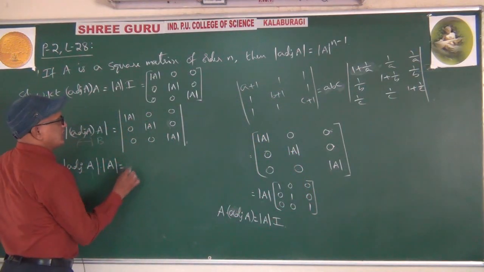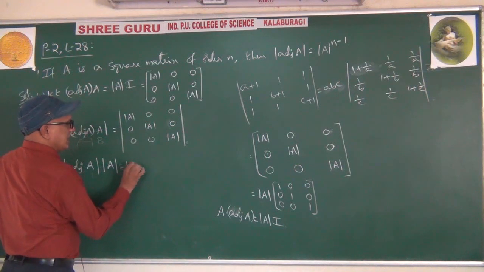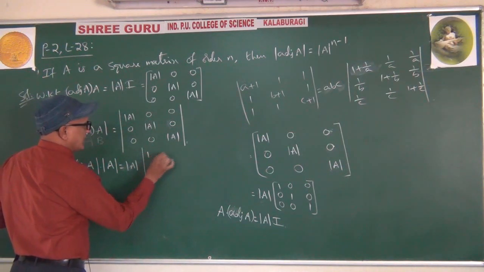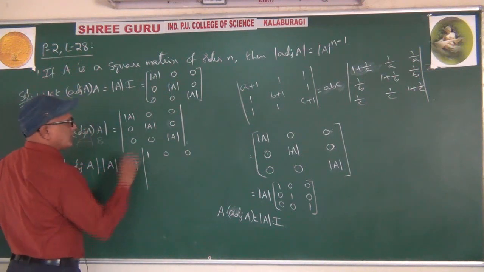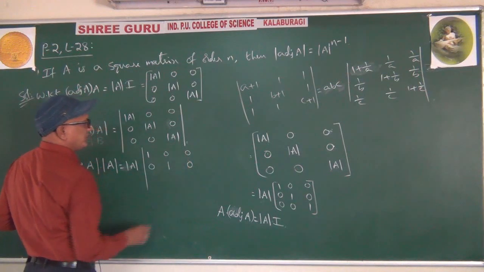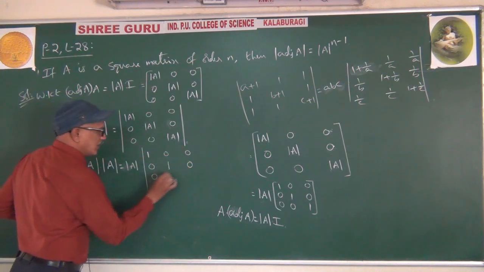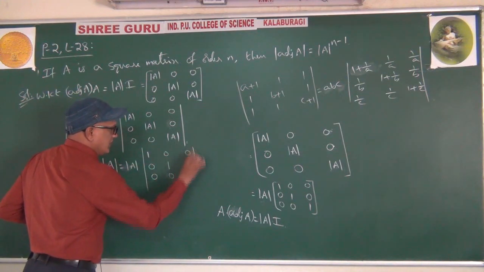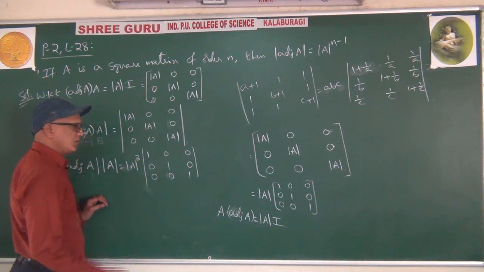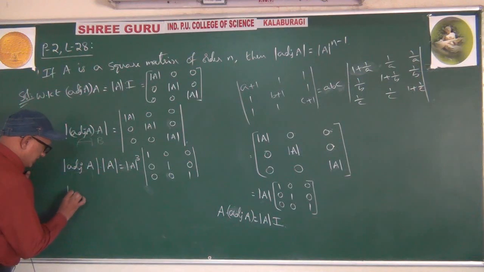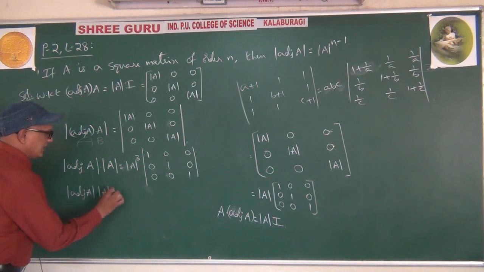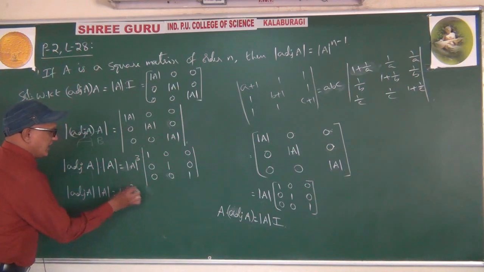So here what I am doing? Taking delta A common from the first row, it went out to 0, 0. From the second row, delta A common, 0, it became 1, it became 0. Delta A common from the third row, it became like this, totally delta A whole cube. So determinant of adjoint A into det A equals determinant of A whole cube.